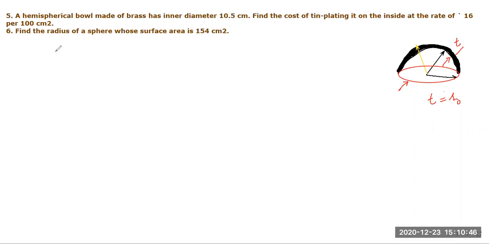Now, question number 6. Okay, sir. Find the radius of the sphere whose surface area is this. Students, we will do this sum. I want to do this sum. So surface area is equal to how much? Radius of sphere: 4 pi r square is equal to 154. We want to find out the radius. I will do it.